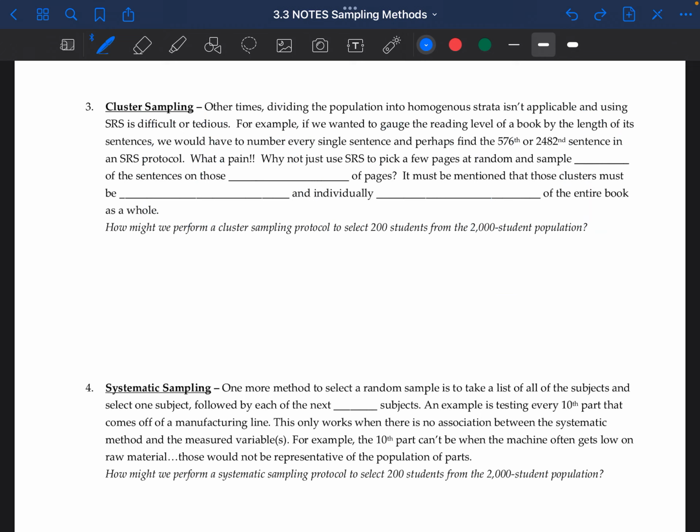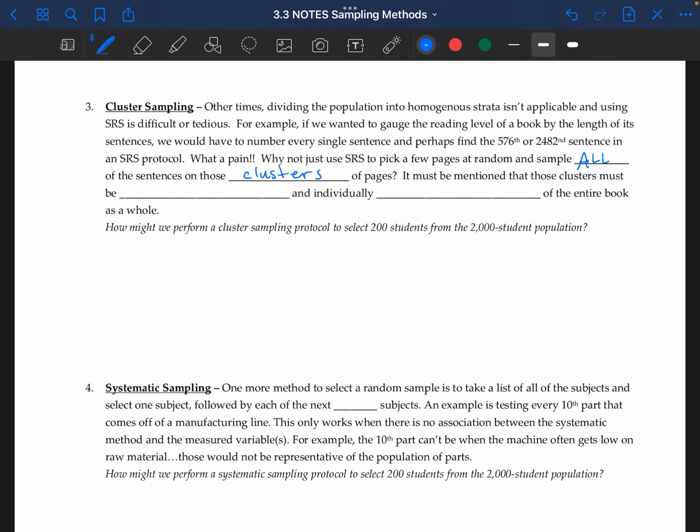So what we would want to do is maybe just use an SRS to pick a few pages at random and then sample all the sentences on those pages, or those clusters, in order to figure out what's going on.